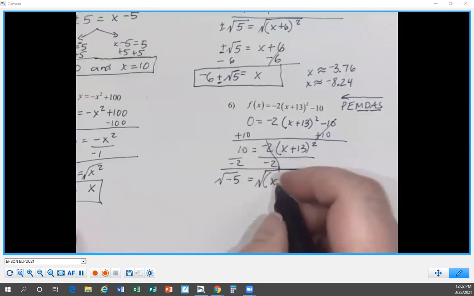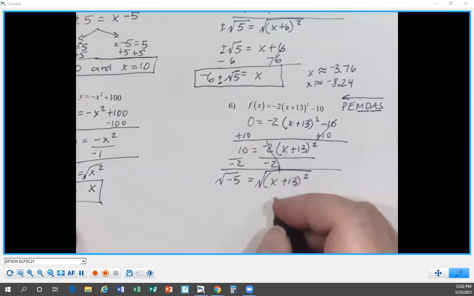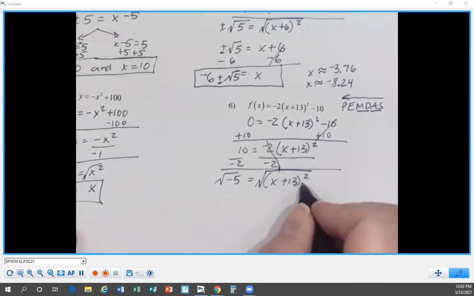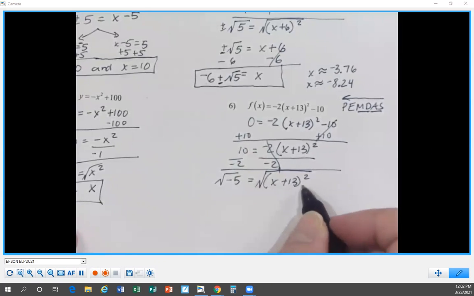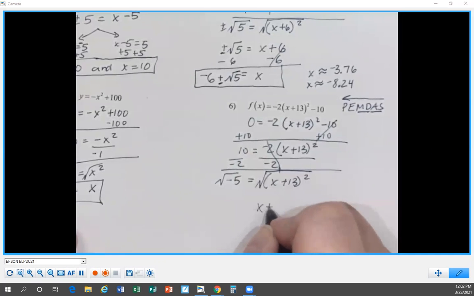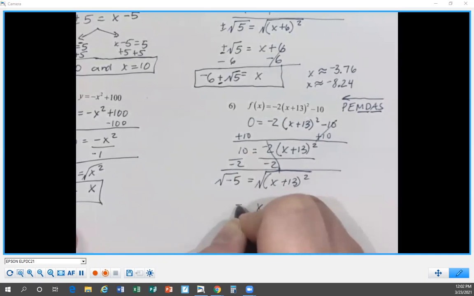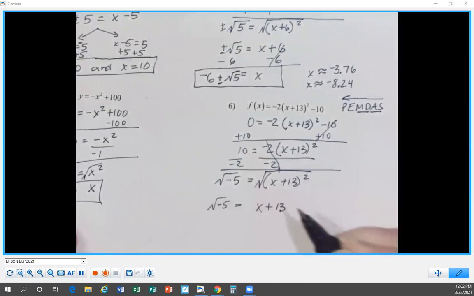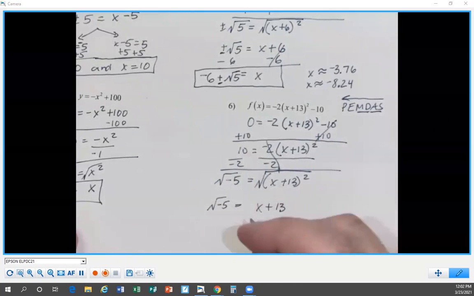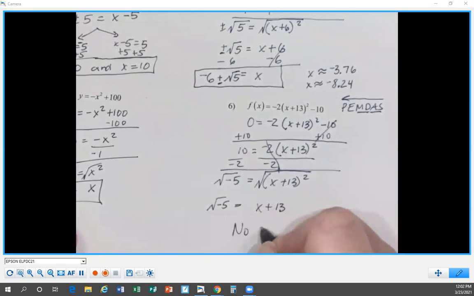I can take the square root of this side, (x + 13) squared. Then if I take the square root of that, it's x + 13. But then I end up again with x + 13 equals the square root of negative 5. So there is no solution there. No real solution, because we cannot take the square root of a negative.